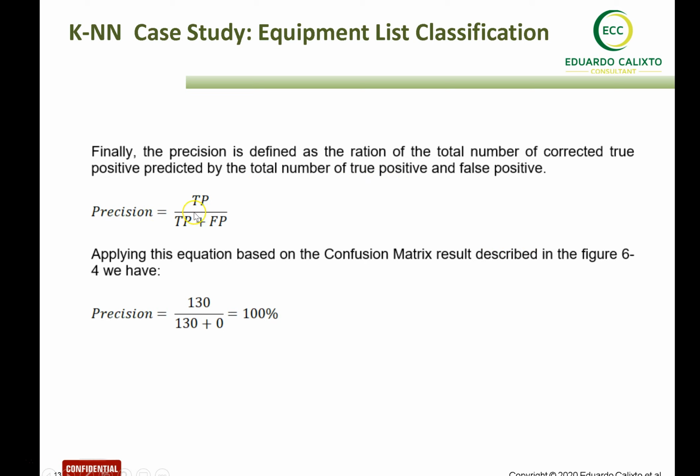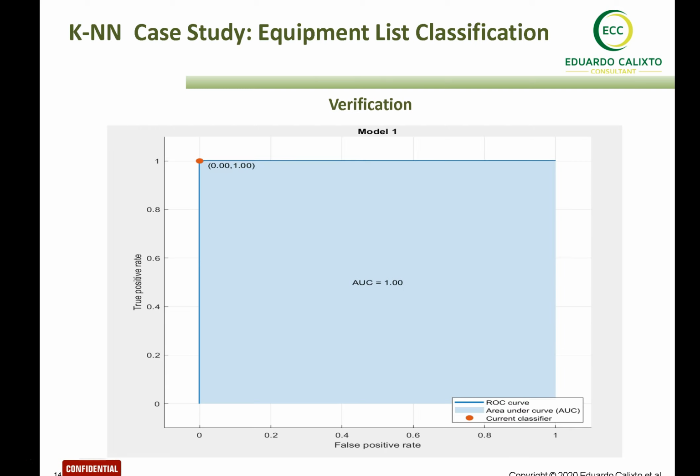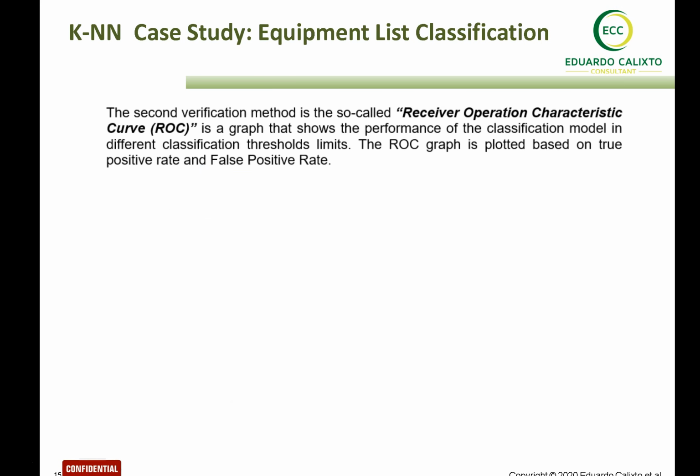That is calculated based on the total number of true positives divided by the total number of true positives plus false positives. So I also get 100%. The other verification is the ROC graph, the area under the curve, and I can see here that I get the best result when I have this point at the top left of the graph. The ROC is the receiver operating characteristic, and this graph shows the performance of the classification model at different classification threshold limits.